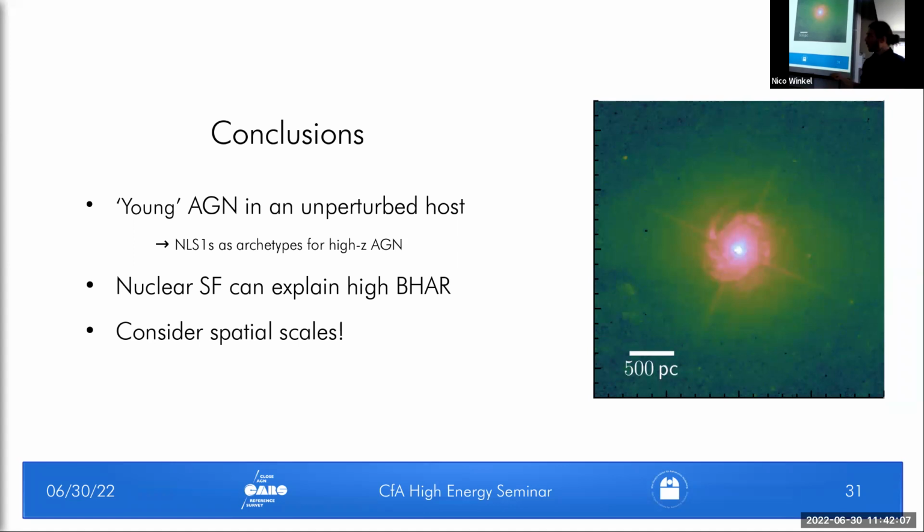Okay, and the third last point that I would like you to take away from this is a technical thing. If you want to understand how the black hole accretion in the center and the host galaxy relate to each other, it's very important to consider the spatial scales. If you learn something from this, you need to know where in the host galaxy the emission that you are studying comes from spatially. Okay, thank you.